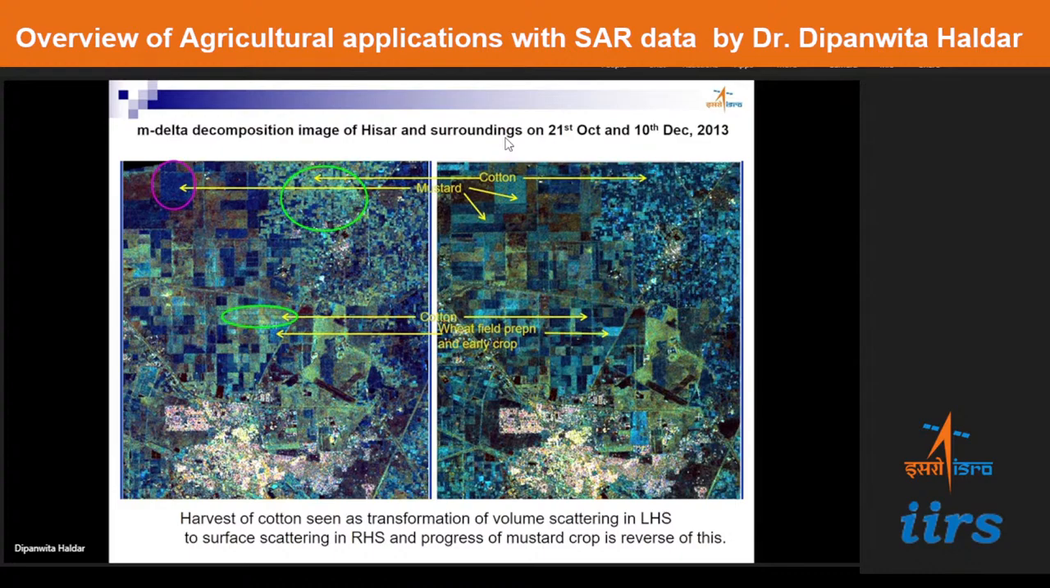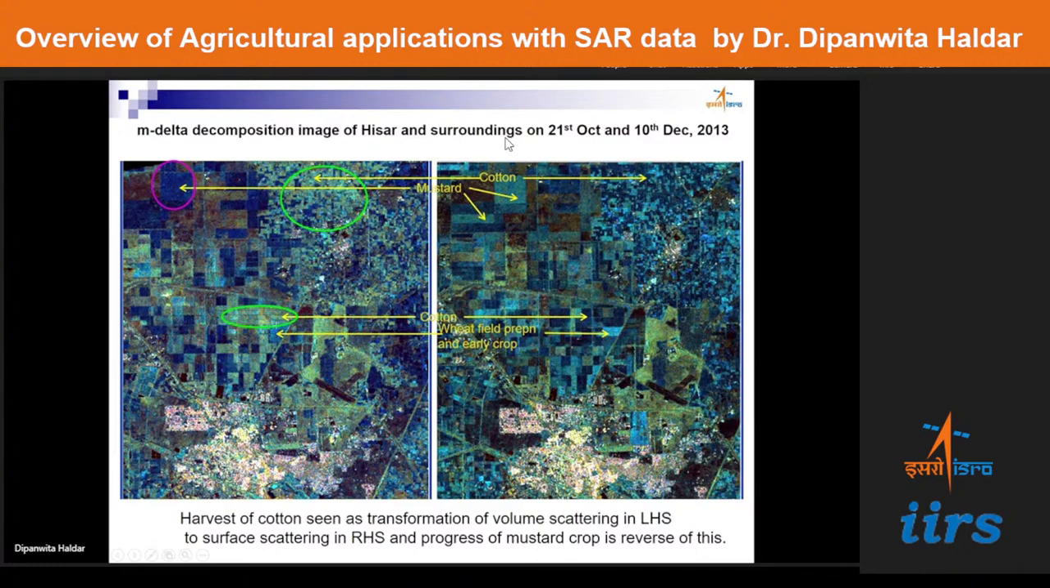We can actually partition these scattering into surface, double bounce and volume scattering. There are various equations which enable us to do so. The surface scattering is mostly represented by this blue color, the green is the volume scattering, and the red is the double bounce scattering, which we are able to see in this urban area.